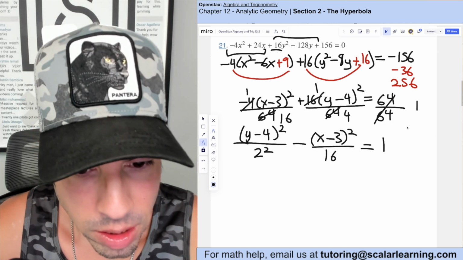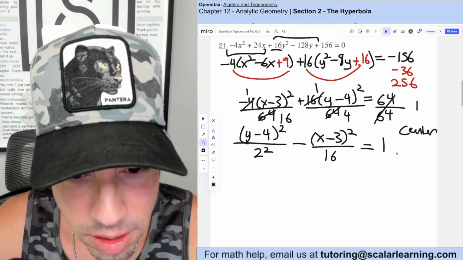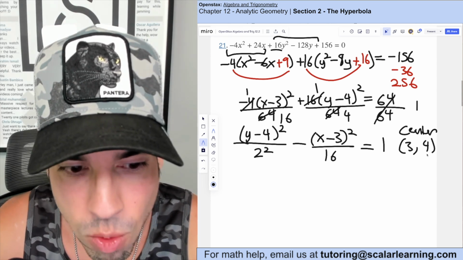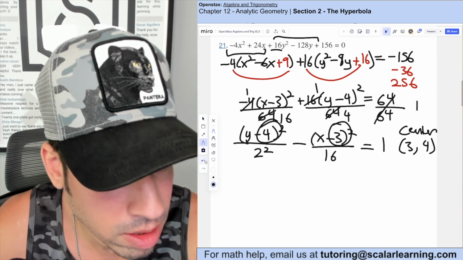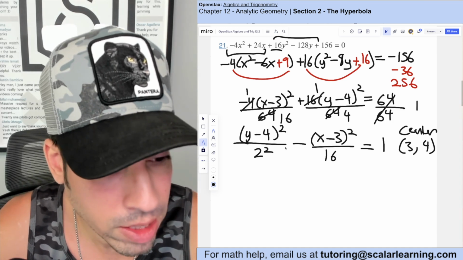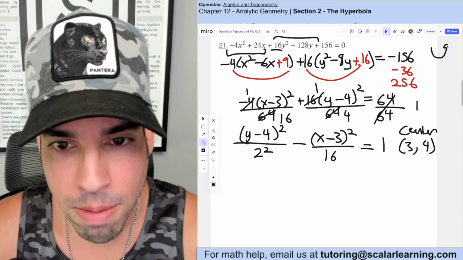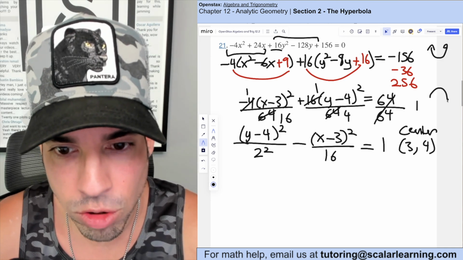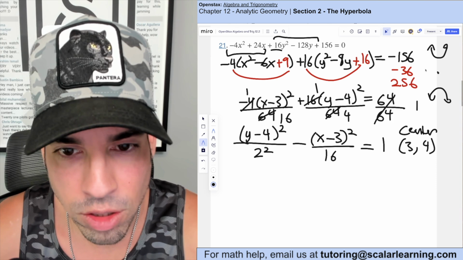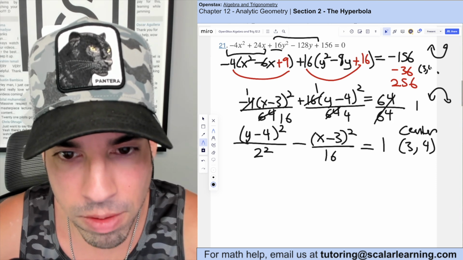Now we're going to begin with the center. The center is at 3, 4, right? The opposite of this and the opposite of this. And then now which way is this facing? Since the y is in front, it's going to go up, down like this. We're going to do just a little graph like that. So we've got our center here at 3, 4.